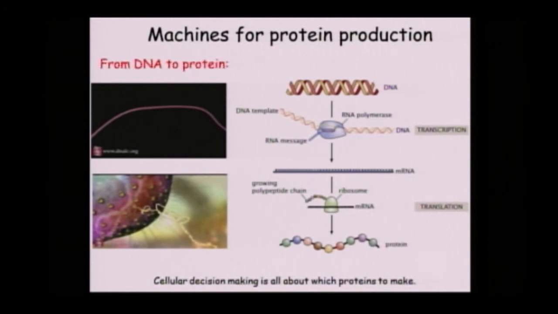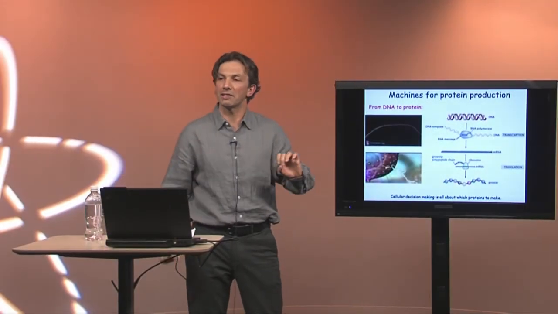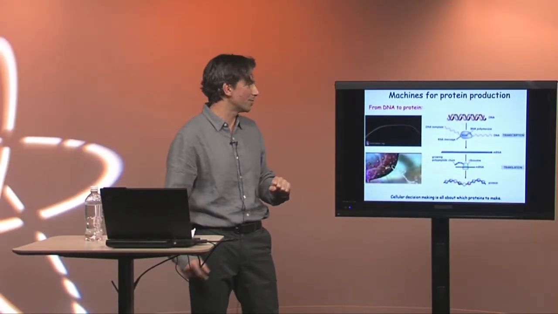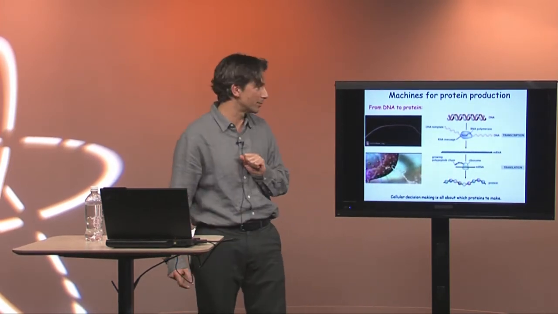Okay? So there's first a machine that reads the DNA and makes a messenger RNA molecule. That molecule has the exact same information as the DNA molecule, but it's one that can be read by a translating machine called the ribosome.